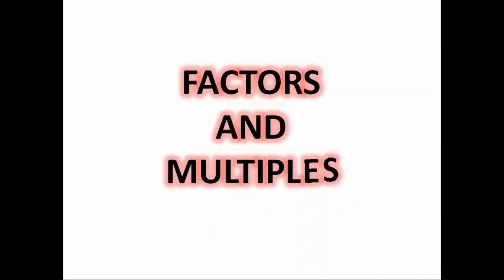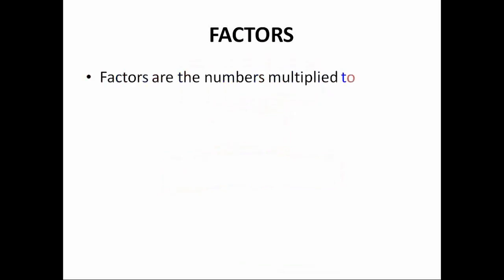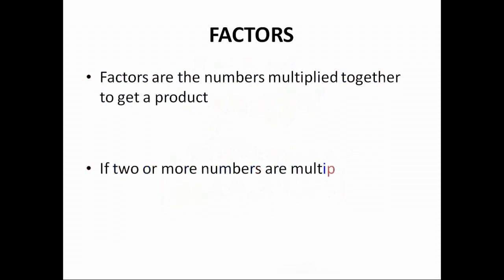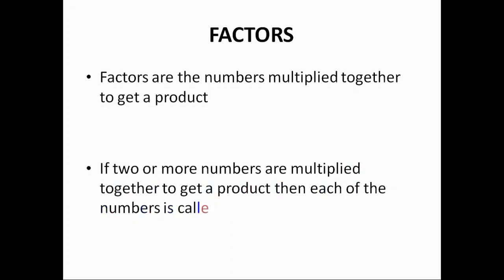Let's begin with factors. What are factors? Factors are the numbers multiplied together to get a product. Or we may say, if two or more numbers are multiplied together to get a product, then each of the numbers is called a factor of the product. Now we all know what a product is. When we multiply two or more numbers, the final result is the product.